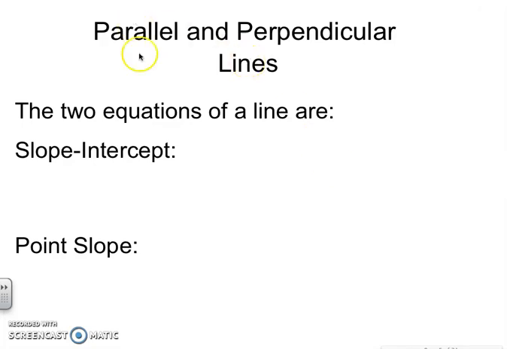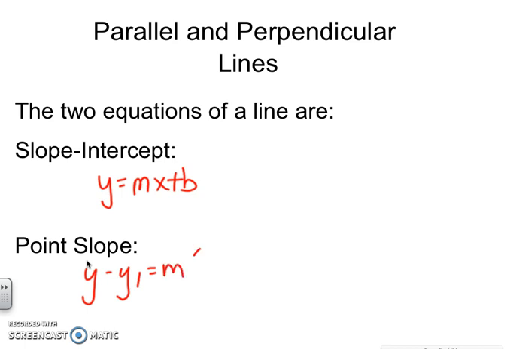Alright, so in this video you're going to learn about parallel and perpendicular lines. Two equations of a line that we need are slope-intercept and point-slope form. Hopefully you remember slope-intercept form is y = mx + b, where m is your slope and b is your y-intercept. Point-slope is a little trickier that people forget.